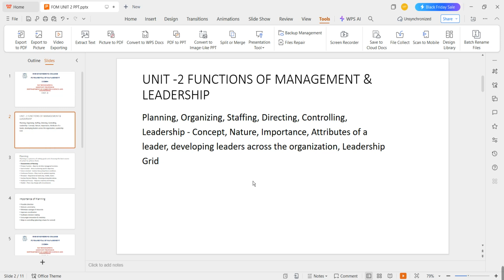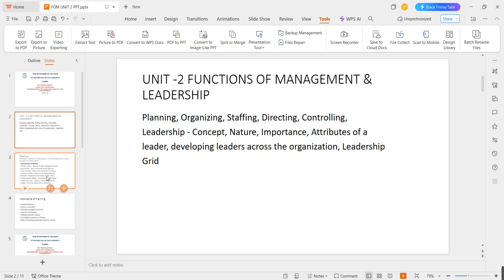Unit 2, the topic is functions of management and leadership. So the FOM, what are the functions you are going to see in an organization inside the FOM. The first ones we will call planning, organizing, staffing, directing, controlling, and leadership: concept, nature, important attributes of the leader, and developing leaders across the organization, leadership and grade. So we are going to see unit 2.